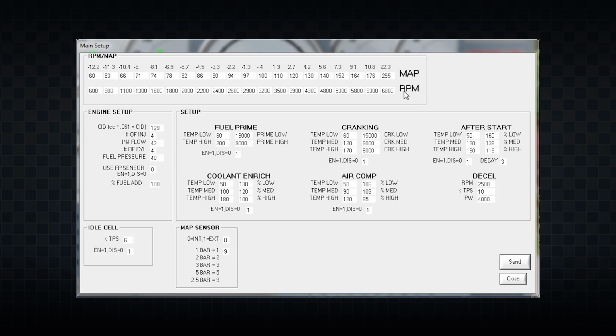RPM is also pretty self-explanatory. We like to start at 600 because anything below that we consider cranking. And then you could scale all the way up to 10,000 RPM if you want. You can scale to 5,000. It just depends on your engine combination. And if you have any questions, we can help you set that up.